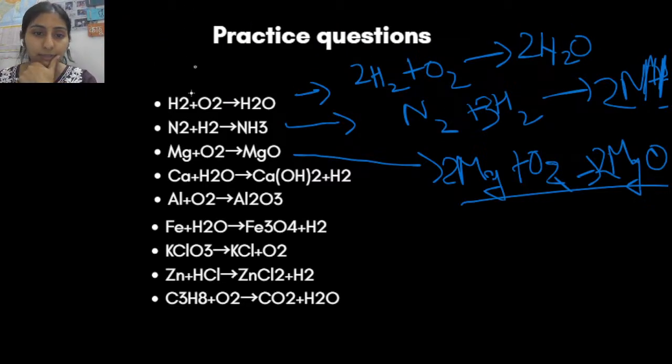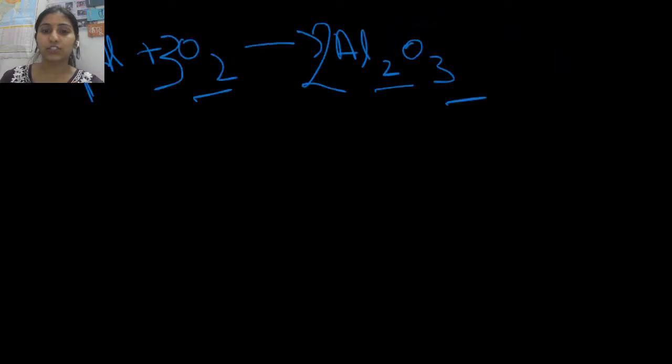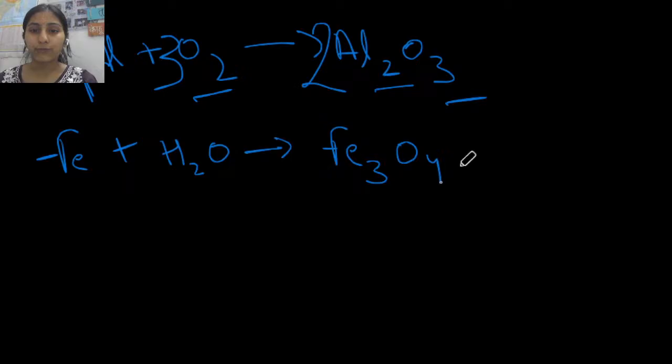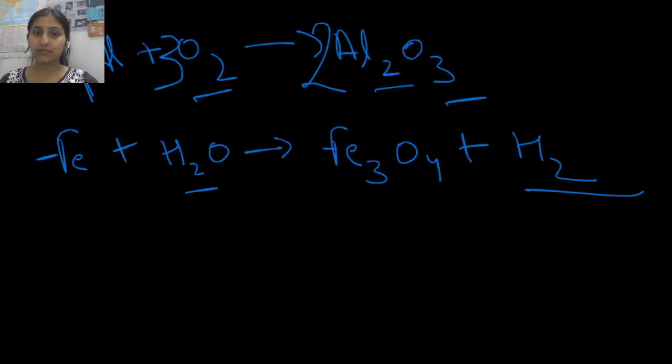Now iron with H2O gives Fe3O4 plus H2. So it is Fe plus H2O gives Fe3O4 plus H2. So hydrogen is balanced, right? It is quite balanced. But firstly, we will see if iron is balanced or not. So iron has three atoms.